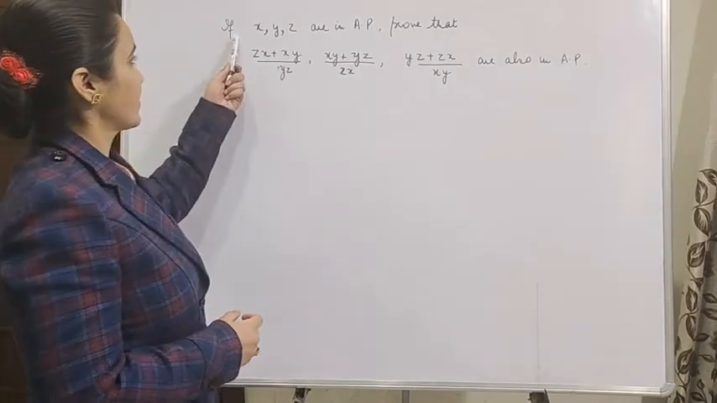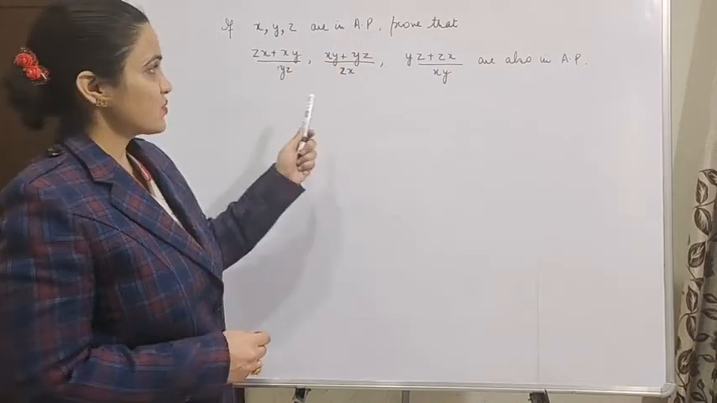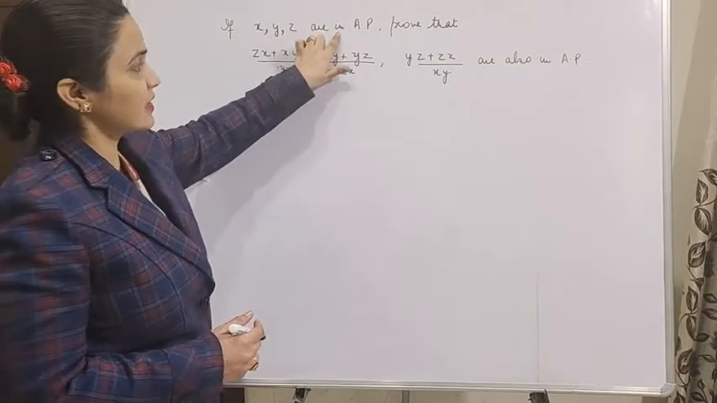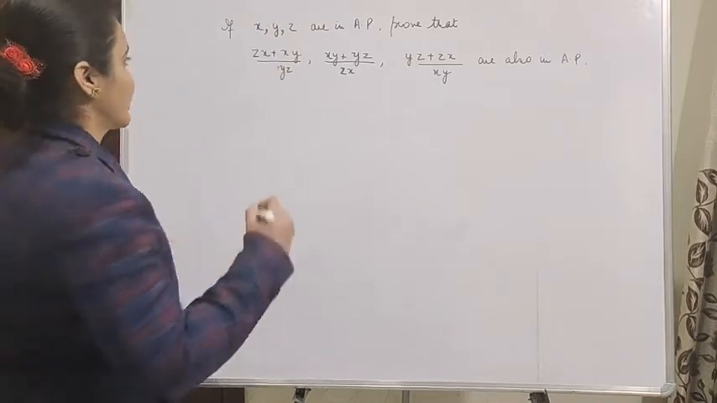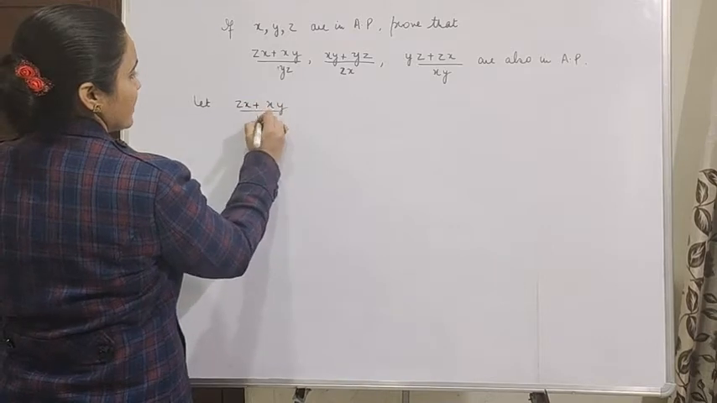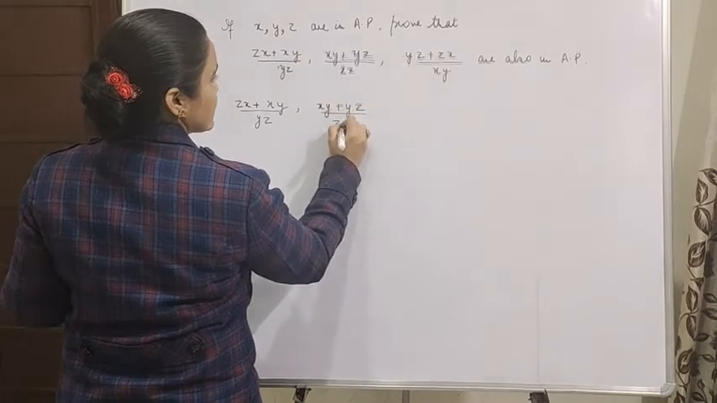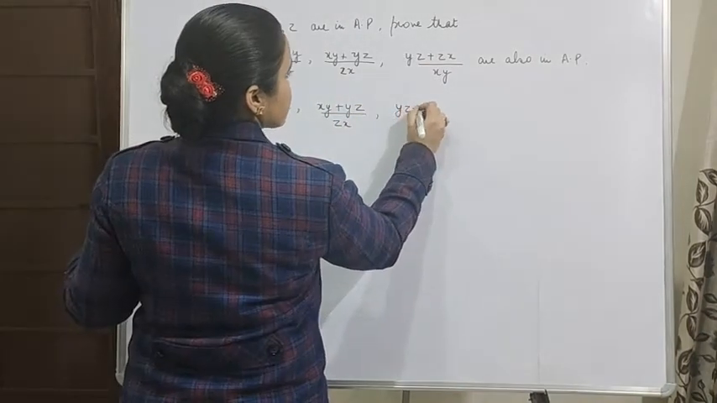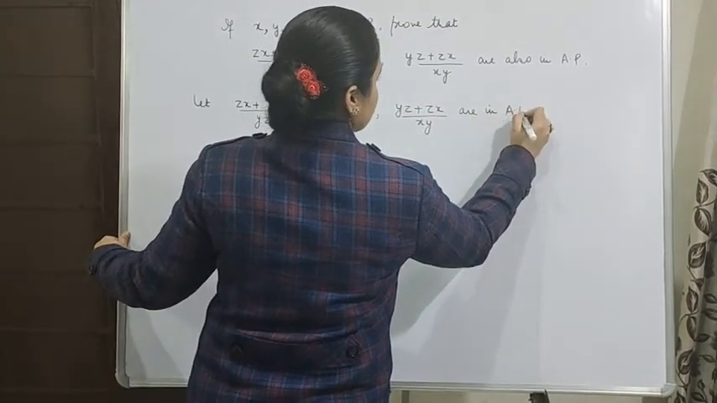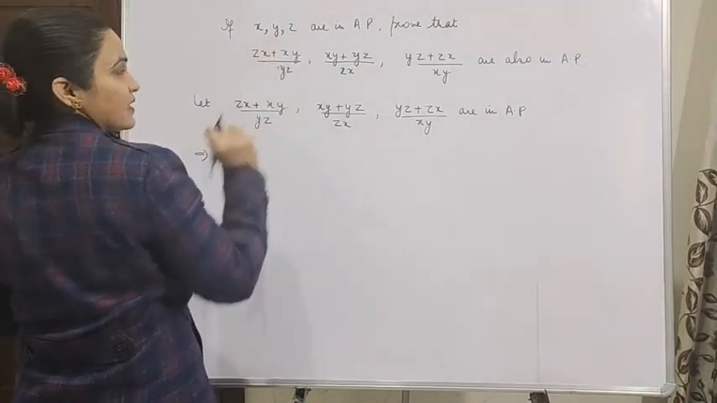Students, next question. If x, y, z are in AP, then prove that these terms are also in AP. As we did earlier, हम इसको मान लेंगे कि AP में, and x, y, z are in AP, which is given to us. So let us take (zx plus xy) upon yz, (xy plus yz) upon zx, and (yz plus zx) upon xy are in AP. Let us suppose this is in AP. So this will imply what we need to prove. We need to prove x, y, z are in AP, which is given to us.